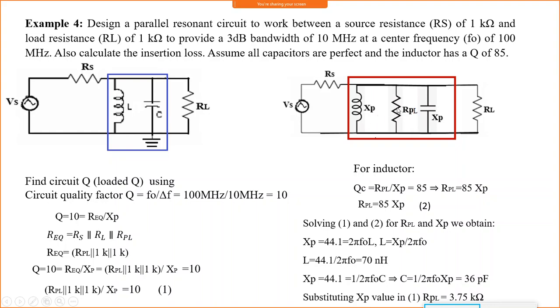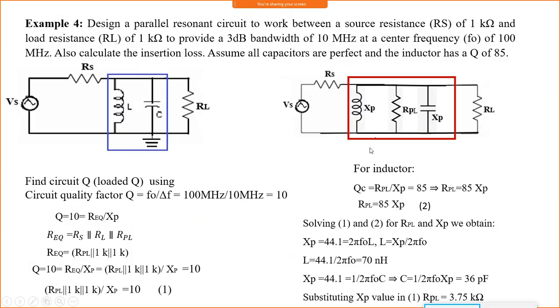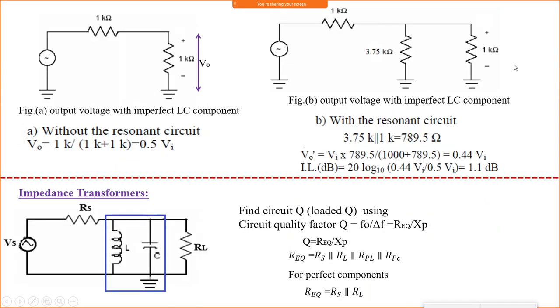In the previous class I told how to get this value. So you put that here in this circuit. With the insertion of this network, this RPL comes in parallel with the RL. So I have done it here: 3.75k in parallel with 1k. So you should find the parallel combination of this.